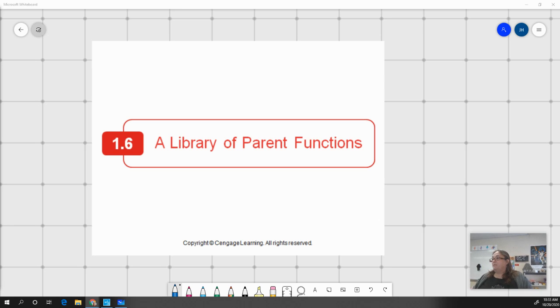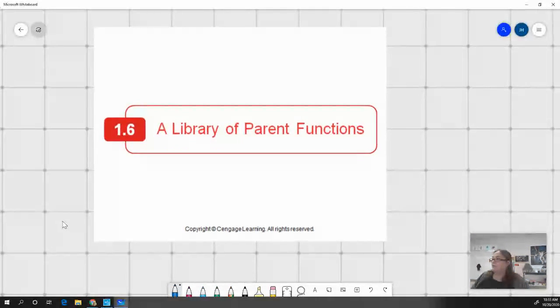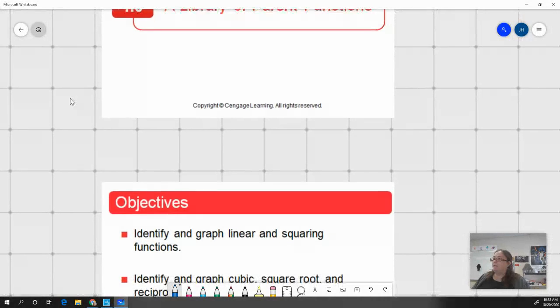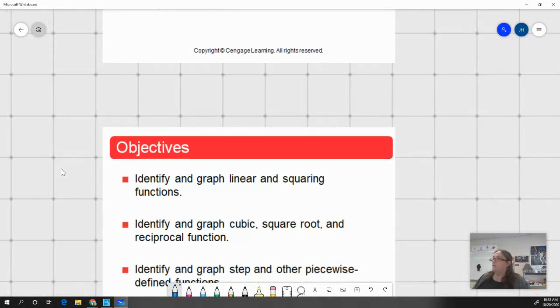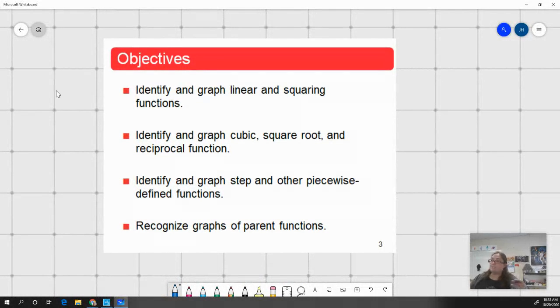So today we're going to be talking about parent functions. It's 1.6. You'll have an assignment for it on WebAssign. I kept the assignment fairly short. The objectives for this assignment are to be able to identify and graph linear and squaring functions.